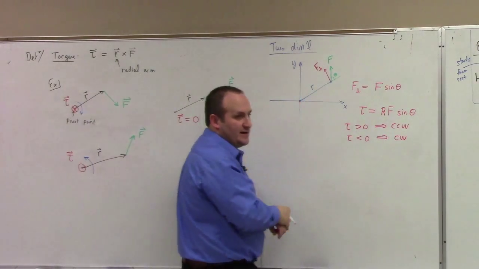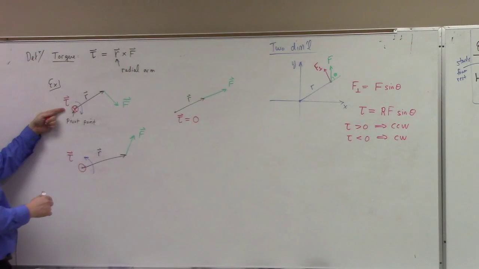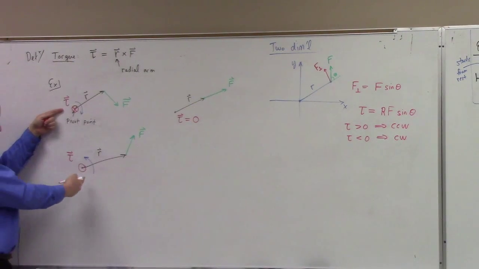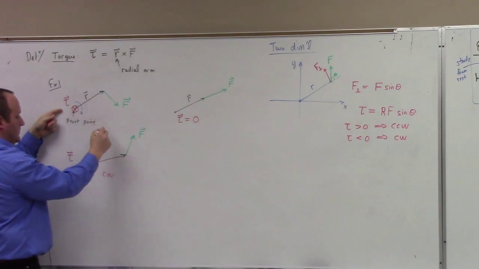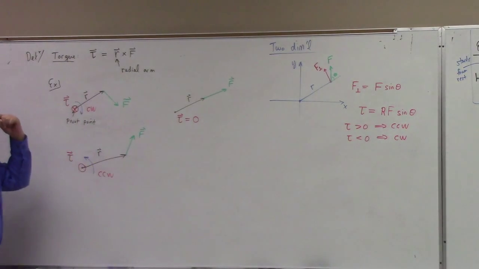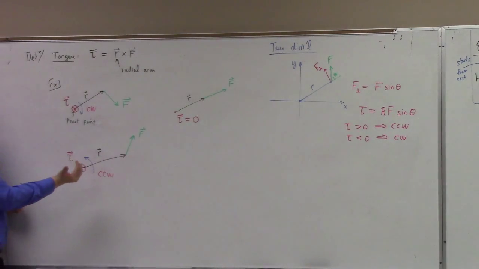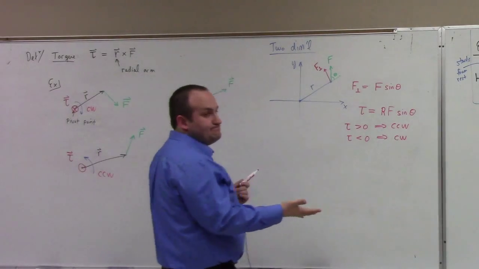We good on clockwise and counterclockwise? Clockwise, yeah. So by default, out of the board corresponds to counterclockwise torques on the page. All right, are we good there?